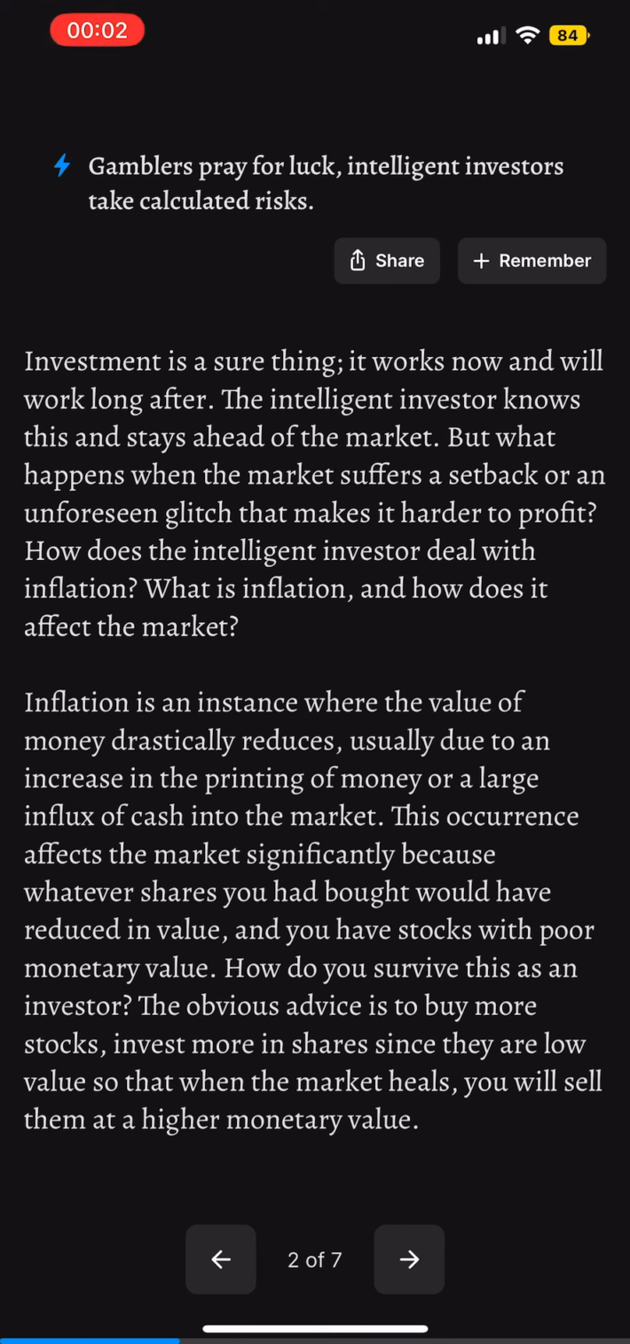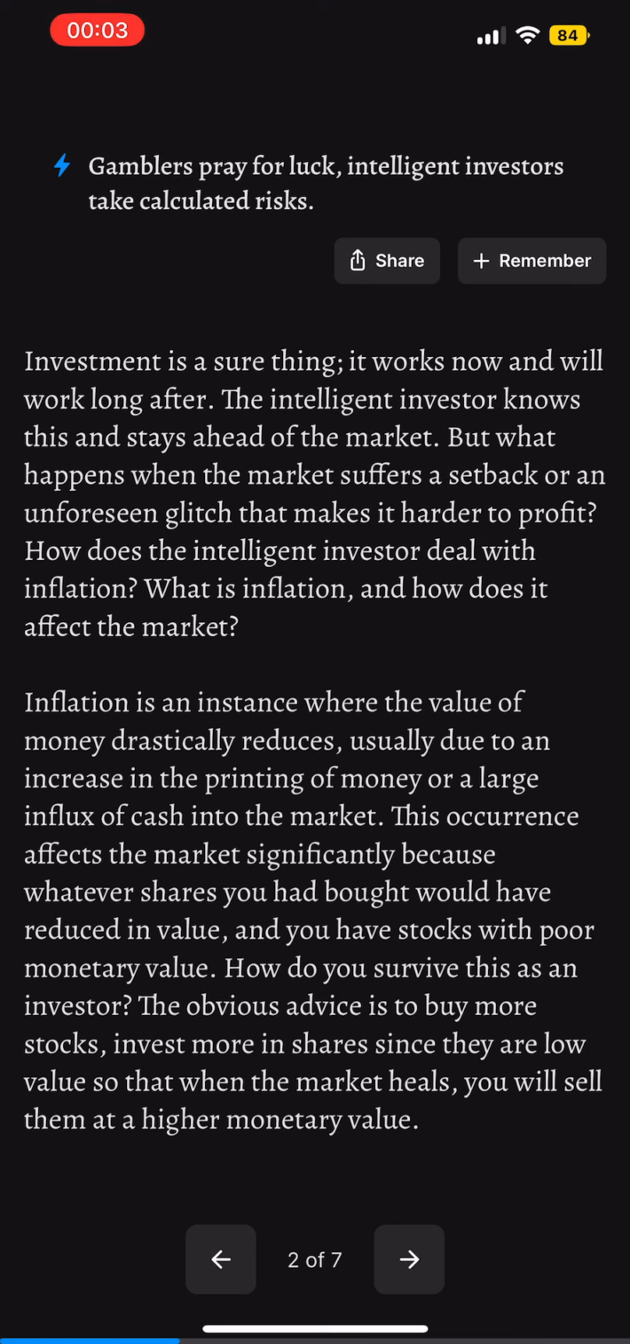But what happens when the market suffers a setback or an unforeseen glitch that makes it harder to profit? How does the intelligent investor deal with inflation? What is inflation and how does it affect the market? Inflation is an instance where the value of money drastically reduces, usually due to an increase in the printing of money or a large influx of cash into the market.